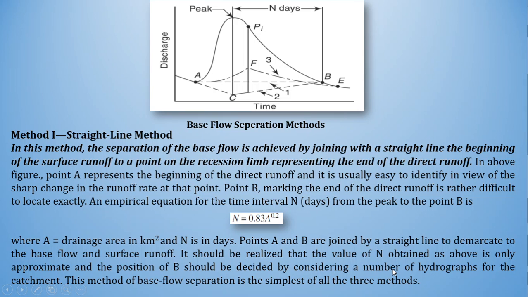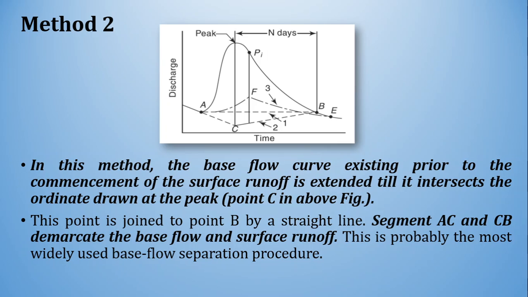This method of base flow separation is the simplest of all the three methods. So this equation is only for guidance purposes, to locate the point B. You have to take a number of such hydrographs for the given catchment, and from that a precise location of B can be estimated. So let us move towards the second method.